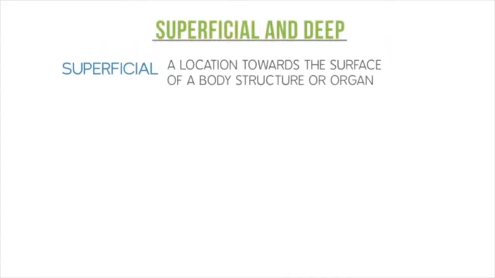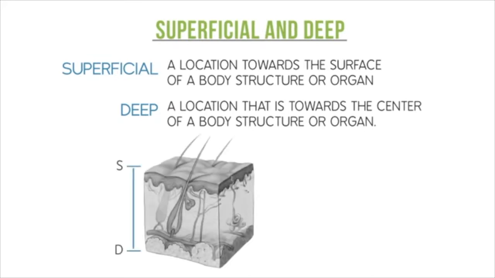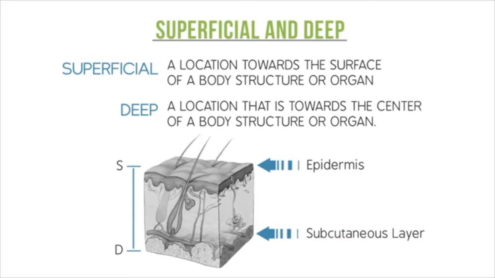Superficial refers to a location towards the surface of a body structure or organ, while deep is concerned with the location that is towards the center of a body structure or organ. For instance, if we look at a cross-section of the skin, the top skin layer, called the epidermis, is superficial to the subcutaneous layer. The subcutaneous layer is considered deep to the epidermis.